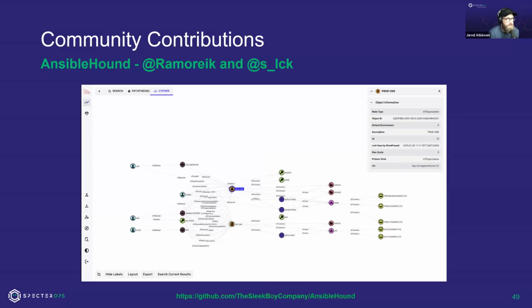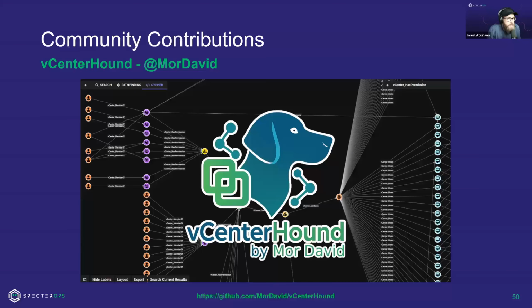Now we have a couple community contributions. The first full featured community contribution was AnsibleHound. And so this was a way to visualize your Ansible Tower deployment, for deploying your CI/CD pipeline and managing the deployment of different resources. And we also have vCenterHound, which was created by a gentleman named Moore David.